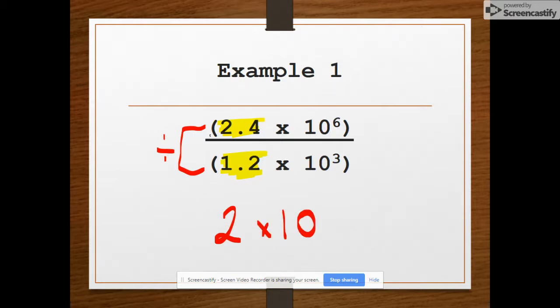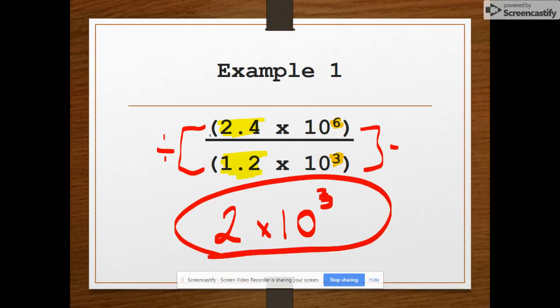Again, I'm going to pull down my times 10 for my base of 10. And then I'm going to look over here at my exponents. If I think back to my integer exponent rules, I can remember that when we were dividing numbers with the same base, we kept our base, in this case 10, and then we subtracted our exponents. So this time we're going to do 6 minus 3, which is going to give us a final exponent of 3. So I get 2 times 10 cubed.